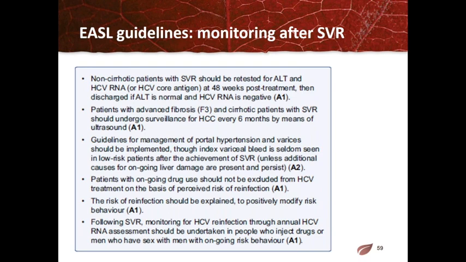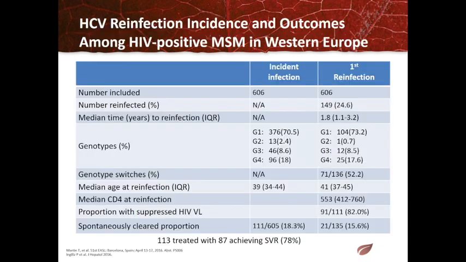The other one is also that after cure, if you have cirrhosis, you still remain at a risk for liver cancer. This risk is maybe lower than you had before when you were not cured, but still there is a risk, so surveillance for liver cancer has to occur every 6 months by ultrasound. Next slide.